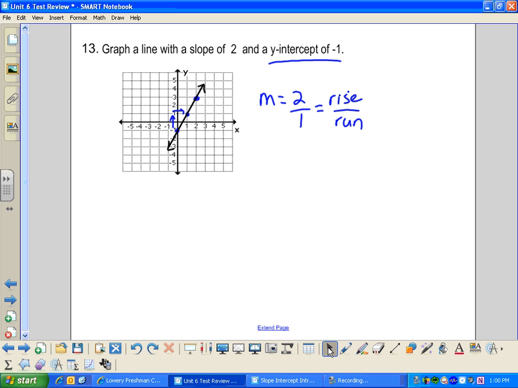Good. Expected a positive slope. There's a slope of 2, and look, my line looks positive, so I know for sure that part's looking good.